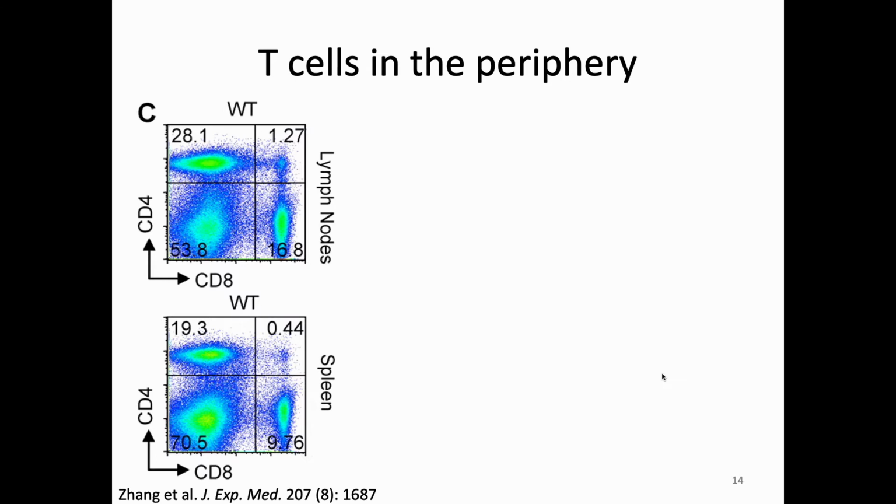This is real data from a paper. But typically when we draw this, this is what we draw in the periphery for either a lymph node or a spleen. Those double positive cells are only made during development of T cells in the thymus. They don't leave the thymus, and so we won't find them anywhere other than the thymus. So if I look at a CD4 versus CD8 plot, I can tell right away if it's thymus or if it's lymph node or spleen.